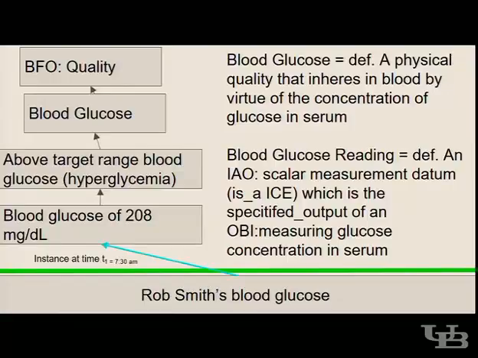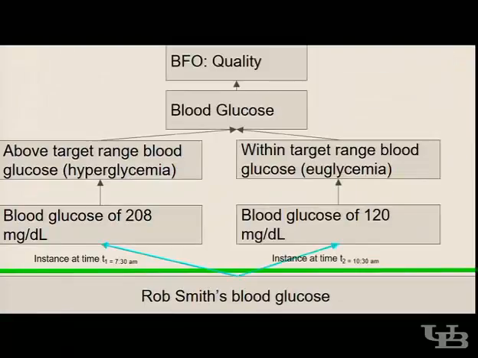Defining blood glucose as a quality allows us to do that, and then at the same time say that later, at some time T2, Rob Smith's blood glucose instantiates a blood glucose of 120, which is a within target range blood glucose, which is a blood glucose, which is a quality. Very handy.